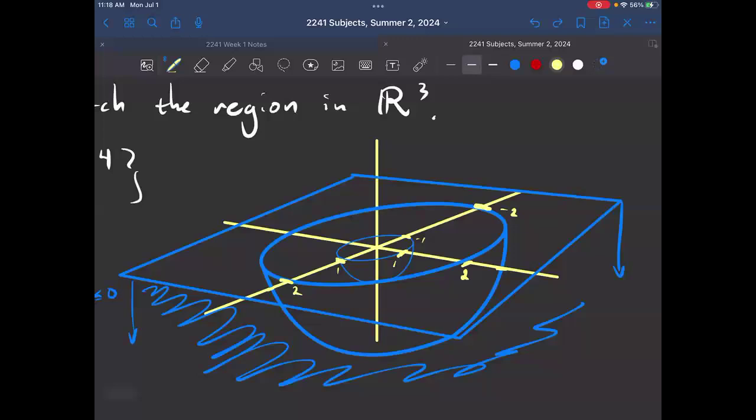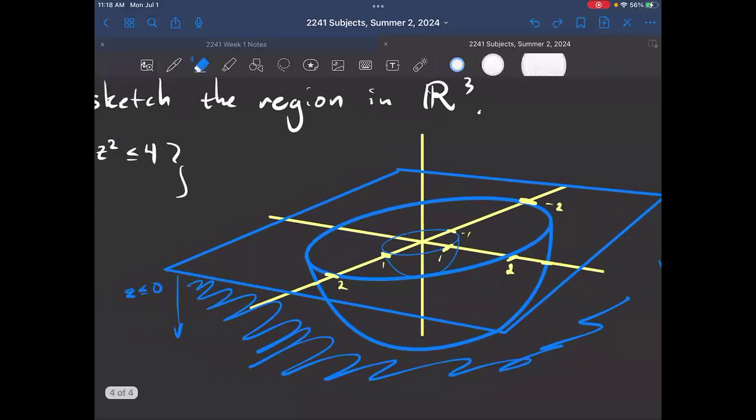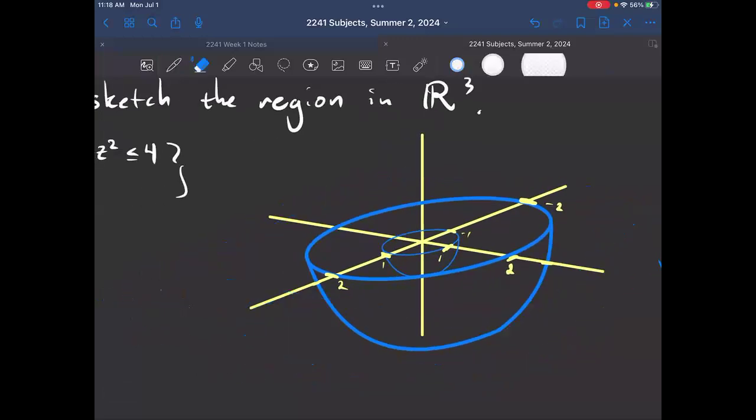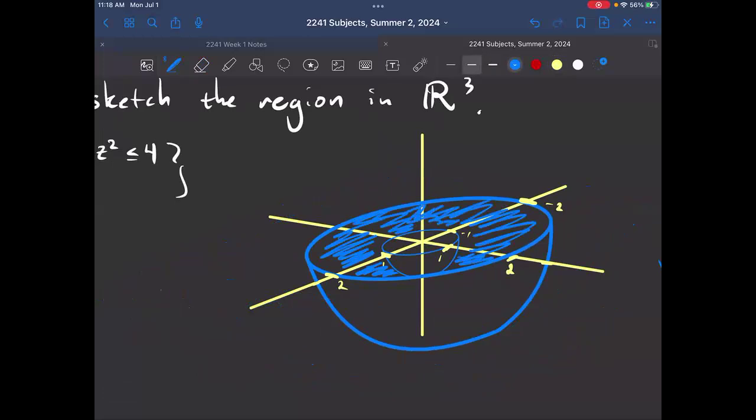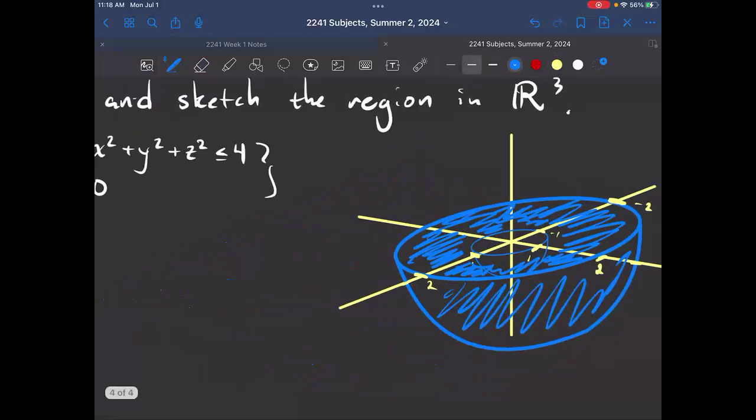Okay, so what we really want is, I don't care about all this, the z less than or equal to 0. What I do care about is everything inside of this sphere right here that is outside of the tiny sphere. So everything inside the big guy and outside the tiny guy. Just like that. All right, and that is our region in R3.